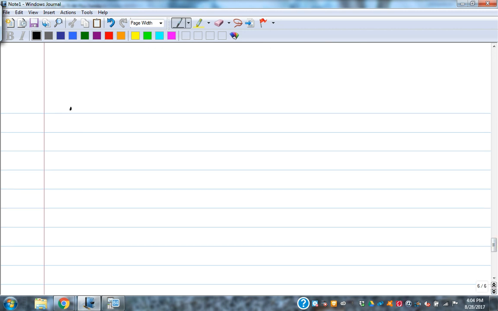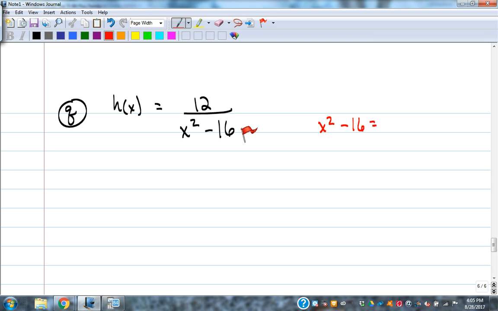Let's do another. H of x, so a different function: 12 over x squared minus 16. This is a fun one to do. We got a plain number up top, and then we got x squared minus 16 in the bottom. Is there a red flag for this one? Definitely. Got an x in the denominator. So to find out what values for x cause the problem, set the denominator equal to 0.